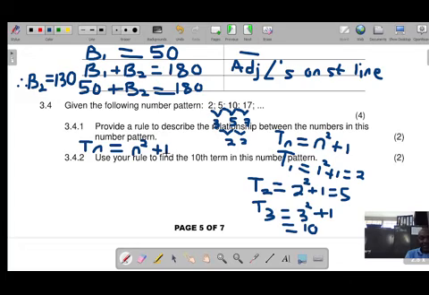Okay, now next I said use your rule to find the 10th term in this number pattern. Now this is my rule here. They want the 10th term. So before I find my 10th term, I write down my rule first, like any other person. So my Tn equals n squared plus 1. But they're saying now T10. So T10 is going to be 10 squared plus 1.